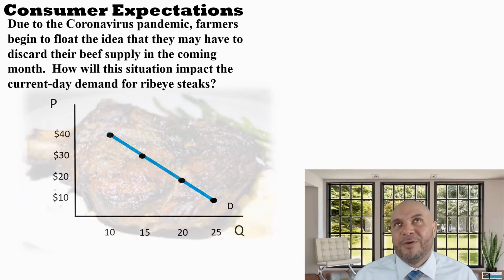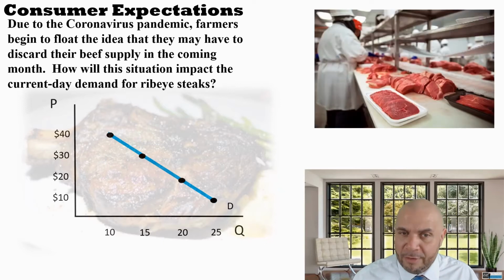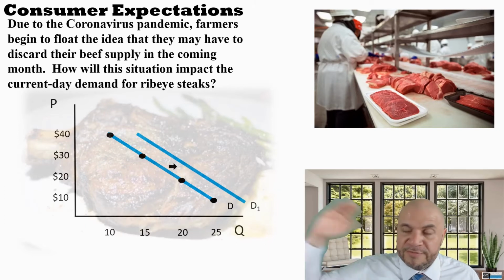So if you think about this, if consumers know that ribeye steaks or beef in general will not be there, or the possibility of beef not being there later may exist, we're going to buy more of it right now. So how does that affect the demand, current day demand? Demand will increase because we don't know if steaks are going to be there or not. So therefore, the curve will shift to the right.